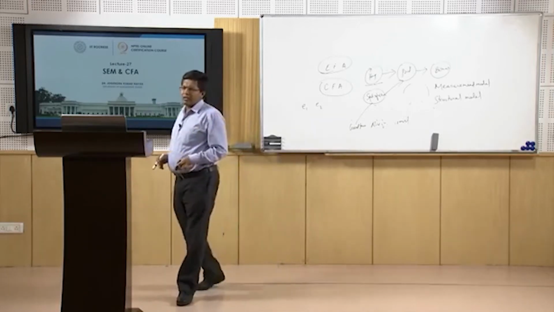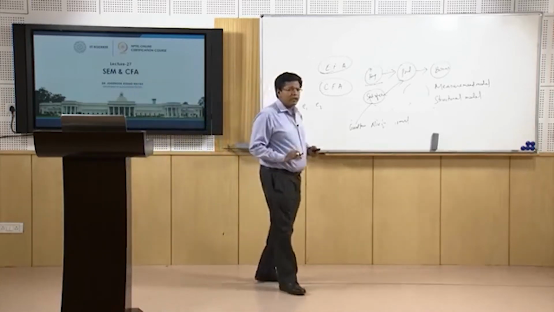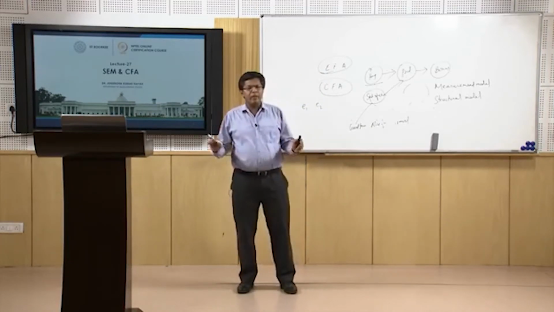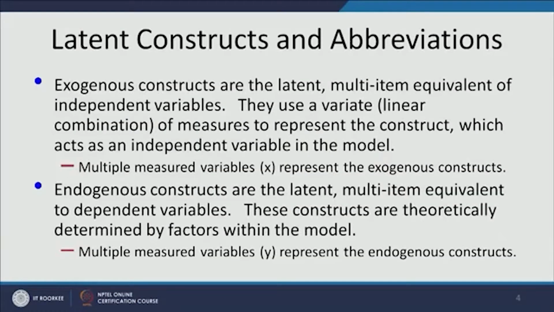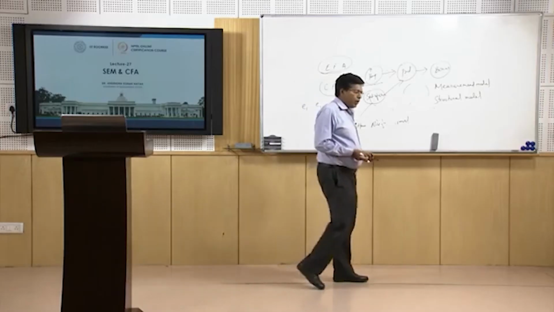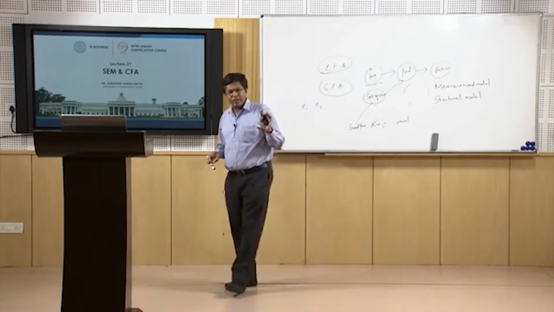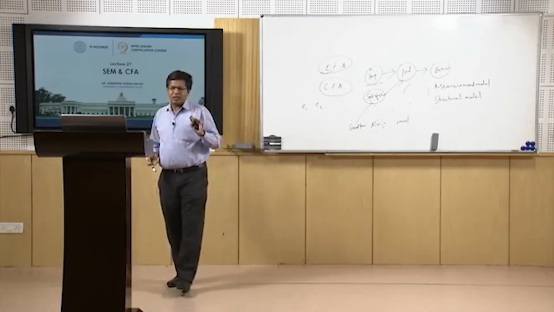So, latent constructs, in the case of SEM, we use the terms exogenous and endogenous constructs. These are nothing but similar to the independent and the dependent variables, right. So, exogenous constructs are the multi-item equivalent of the independent variables, right, and endogenous constructs are the latent multi-item equivalent of the dependent variables. So, what we normally call the independent and the dependent, the same is called the exogenous construct in the case of SEM and CFA, and the dependent is known as the endogenous construct in this case, okay.